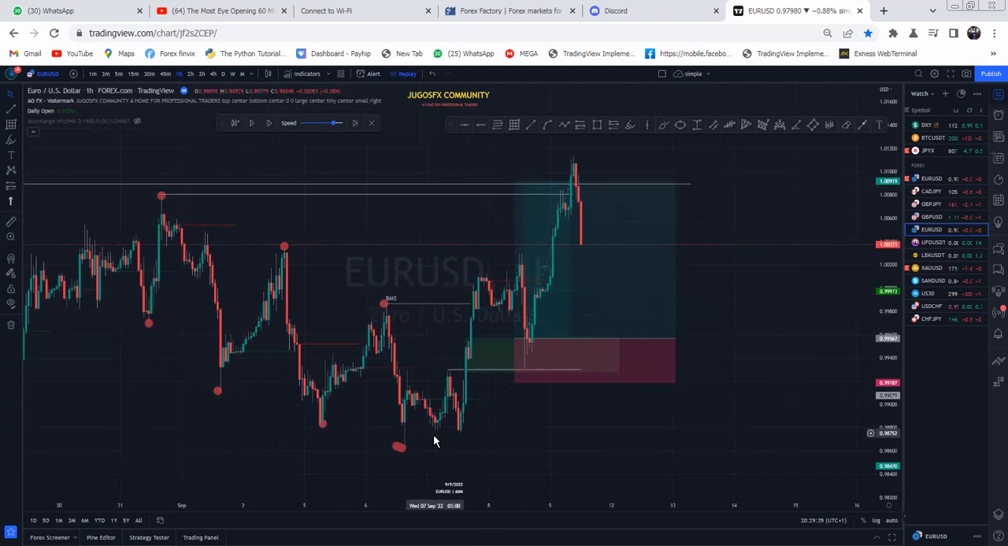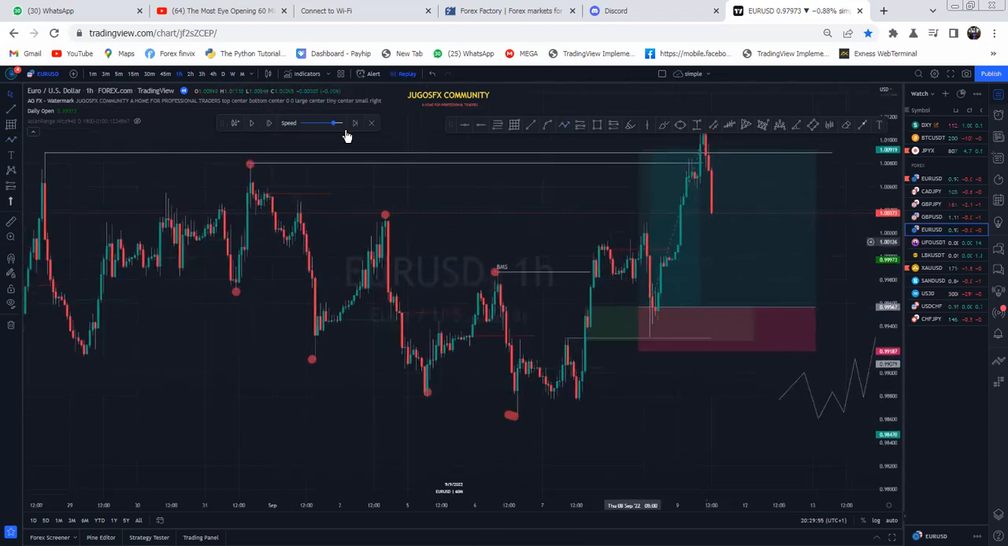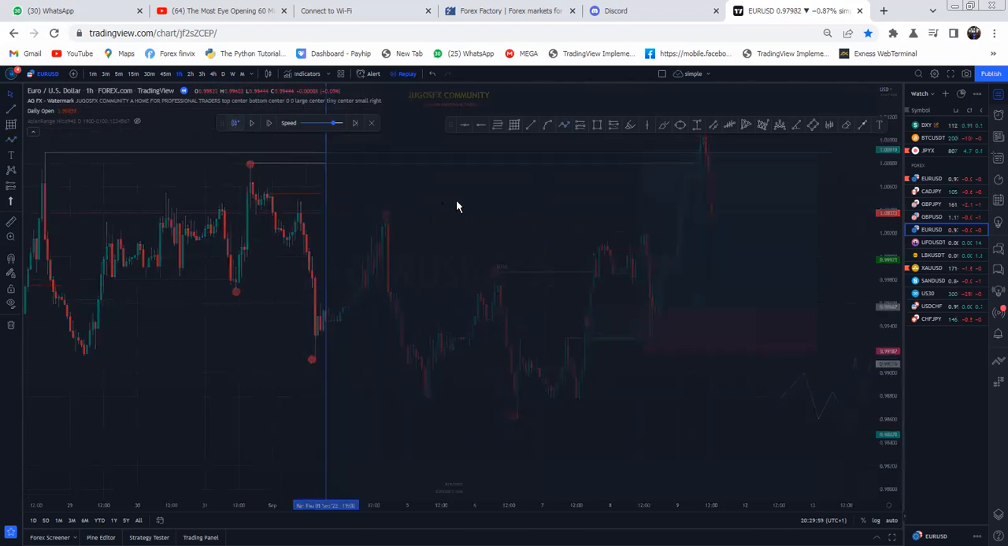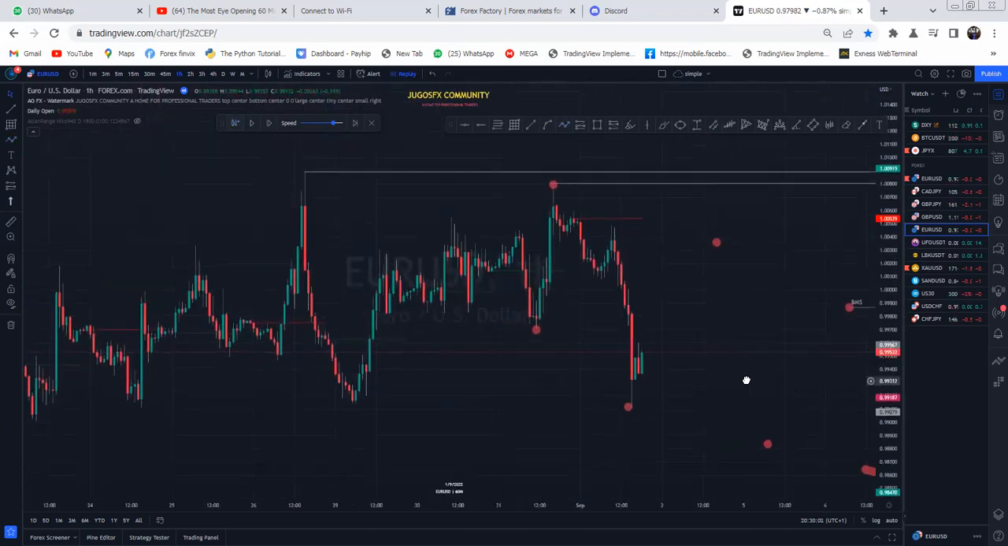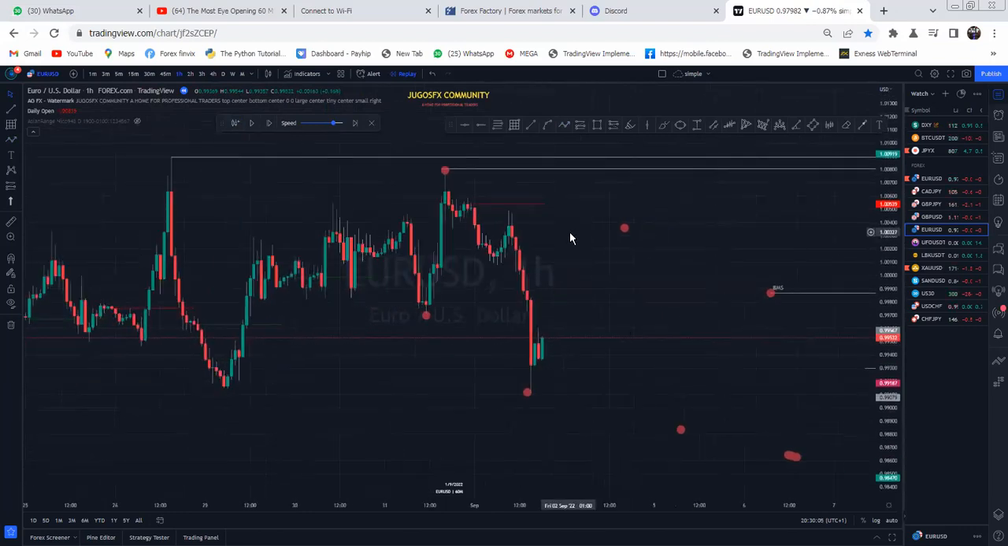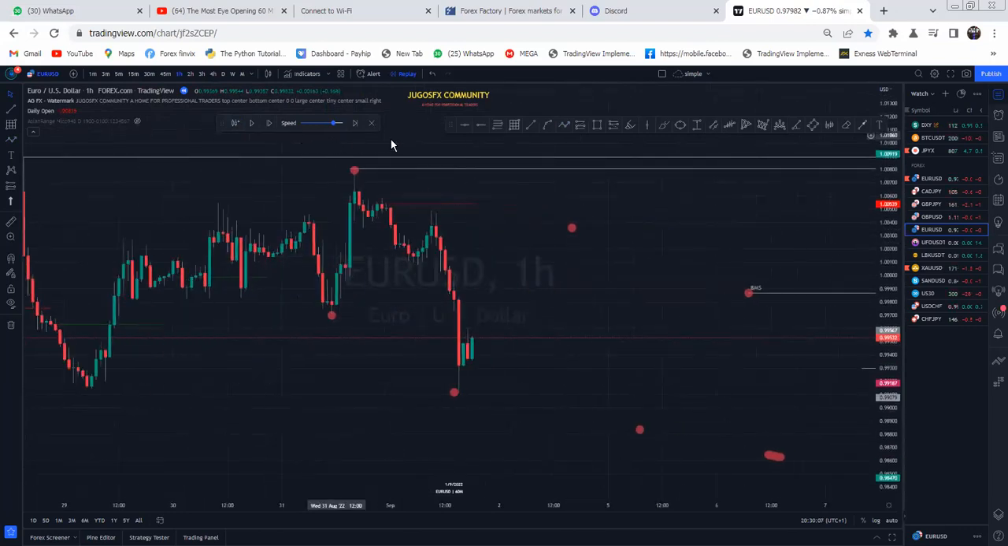Price gave us an SMS, which is a mitigation level, right? Price should be going down, then it doesn't take liquidity, it goes up, it breaks structure, then it comes back now to mitigate, okay? So now, away from that, let's look somewhere here. Let's just look at this area.